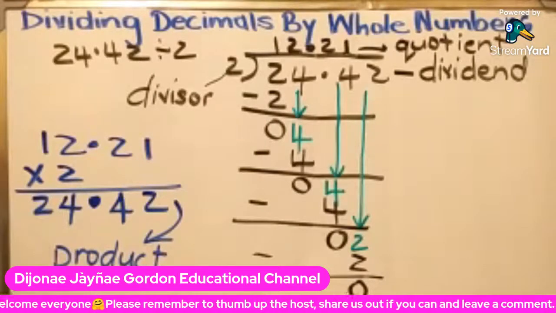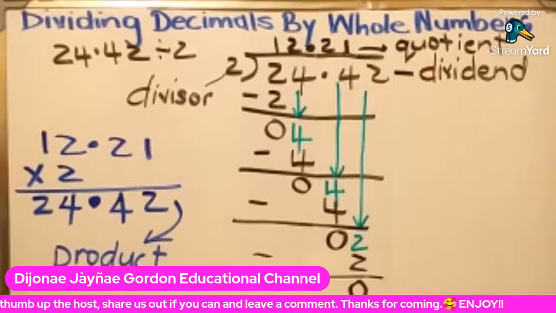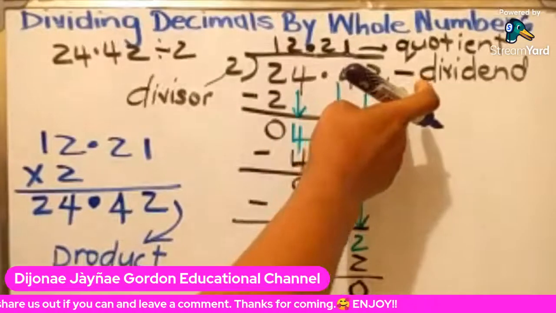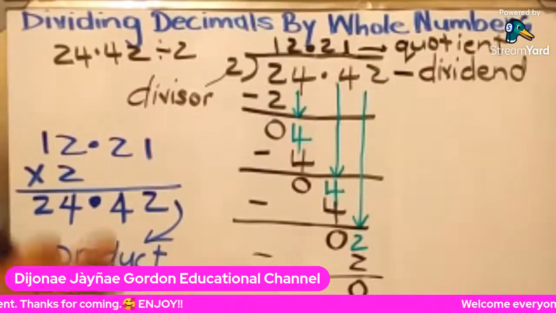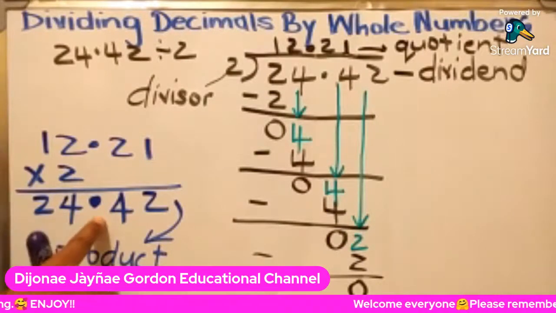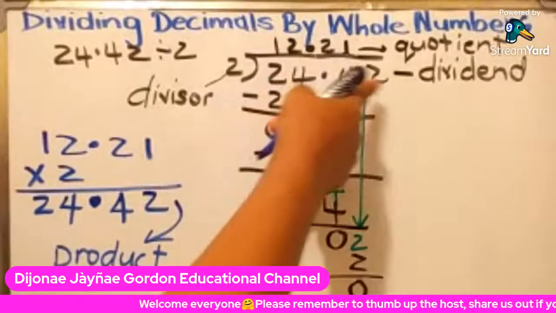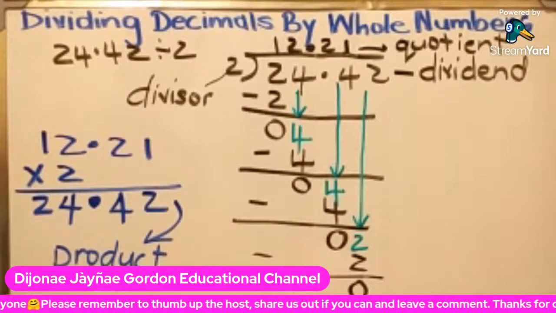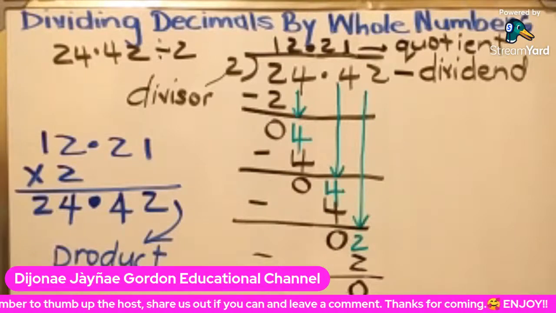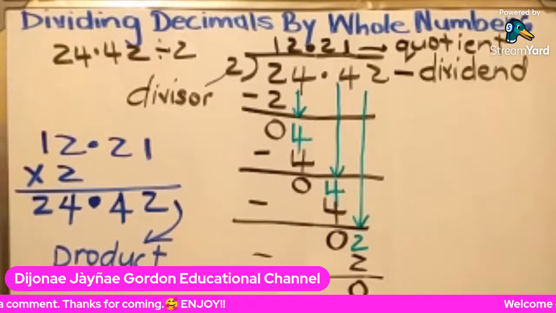So guys, let's see if the product that we get for this multiplication is the same thing as the dividend in our division problem. Of course, we get 24.42, which is the same thing as 24.42. So that is telling us that our quotient 12.21 is correct. First, let us look carefully at this problem. I'm going to give you a minute to look it over to see if you get it.